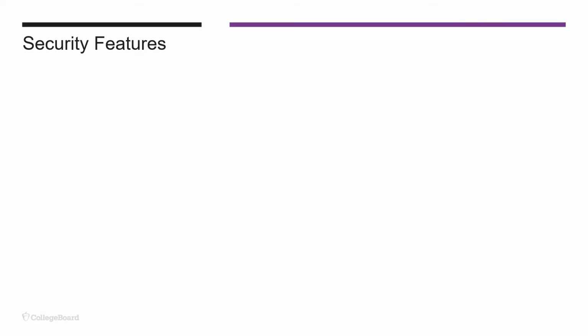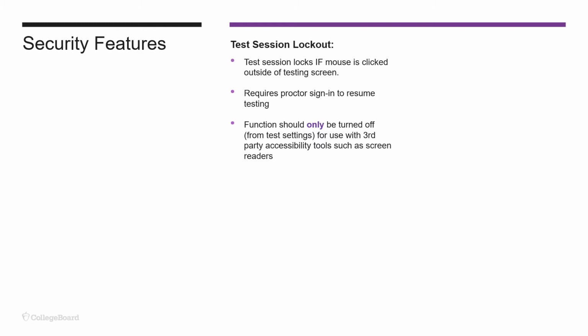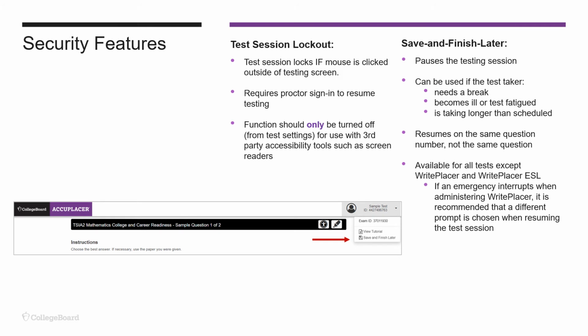The testing platform has 2 built-in security features: test session lockout and save and finish later. If a test taker opens another web browser or clicks outside of the testing window, the test session will lock and will require a proctor's login credentials for testing to resume. Additionally, the platform allows for test takers to save their work and finish at a later time if needed. For test security and fairness, this feature is not allowed for the essay test.